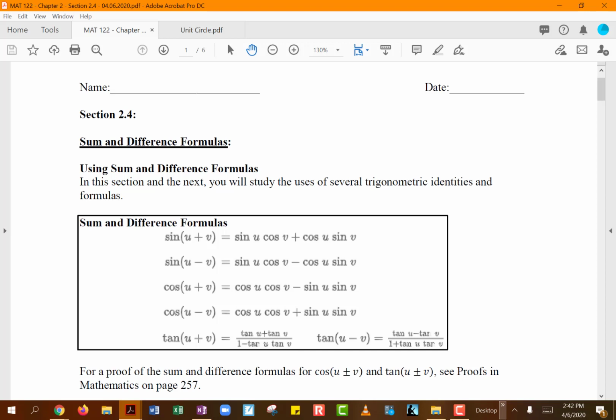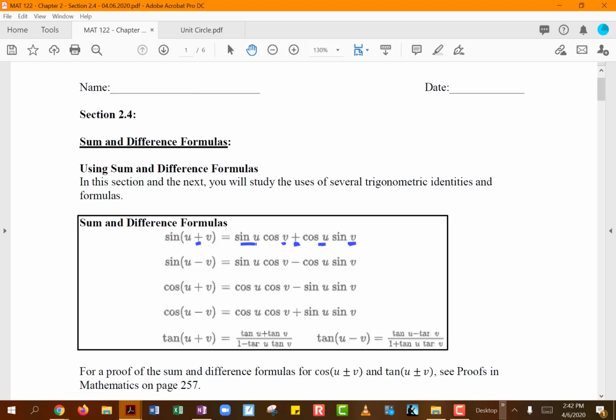We've got sine of the quantity u plus v. The way you break down this sum formula is that it's going to be sine of u multiplied with cosine of v, and then you're basically switching the order, and then you have plus cosine of u multiplied with sine of v. So you can see it's sine u cosine v plus, keeping the same sign as what we have on the left hand side, and then cosine u sine v.